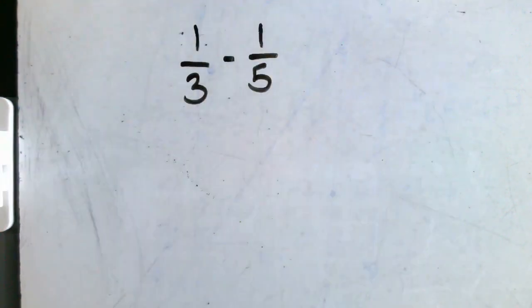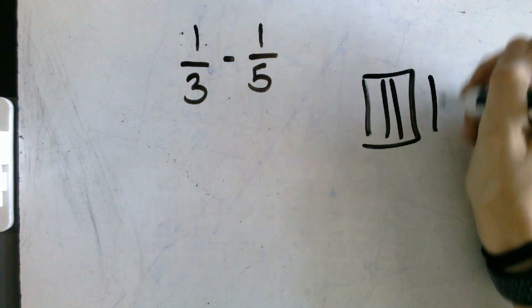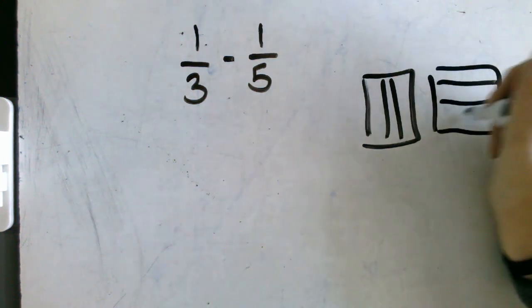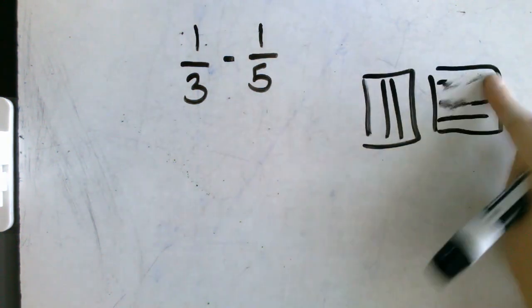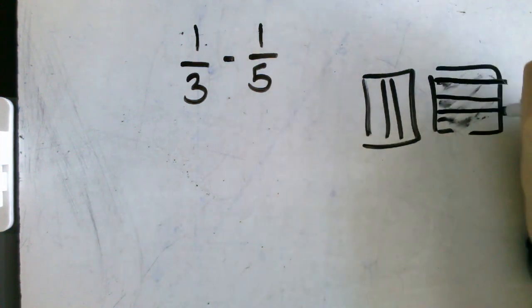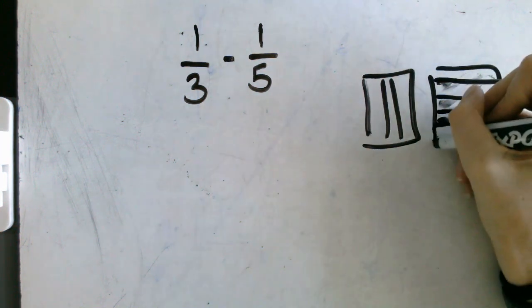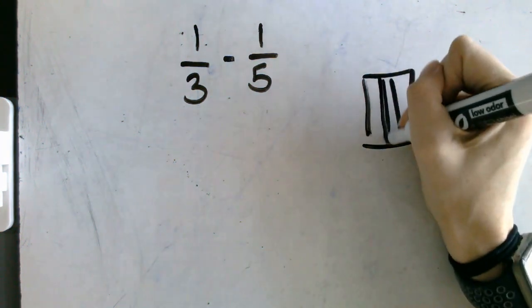changing our fractions numerically. When we did our original problem, we started off with 2 squares. We had one cut into thirds and one cut into fifths. That's a bad square. 1, 2, 3, 4. I'll extend it a little. And one cut into fifths.